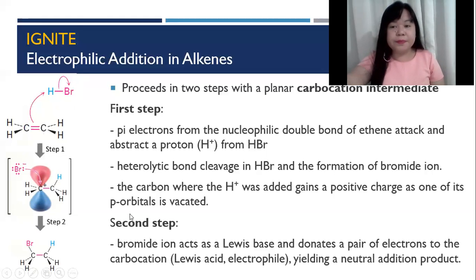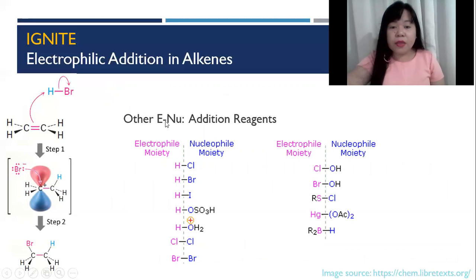So there. Now here are other addition reagents, possible addition reagents. So it's not just HX. We can have other HX structures where we have HCl, HBr, HI. Also, we can have other structures like these. And for these structures, there's a corresponding electrophile moiety and a nucleophile moiety. So in this case, H is considered the electrophile moiety and Br is considered the nucleophile moiety.